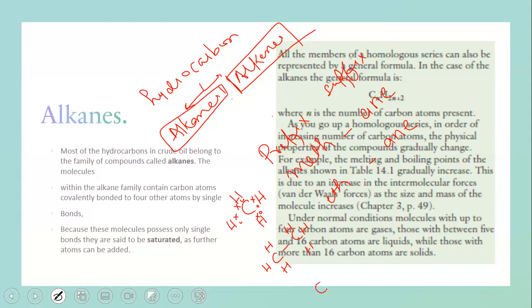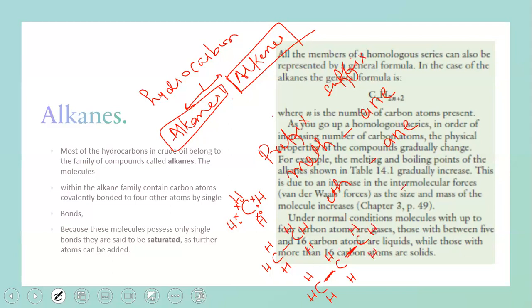Then we can have three carbons. 1, 2, 3. And then you're going to add the hydrogens. Each carbon will make 4 bonds, so I will count 1, 2, 3, 4. For the second carbon, I will only draw 2 hydrogens. Why? Because it already has a bond over here and a bond over here, so it already has 2 bonds. So I make 3, 4, and that's it. I'm done. This is the structure of a 3 carbon alkane.